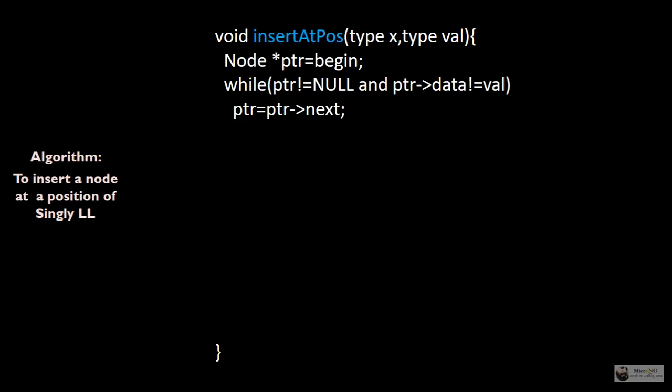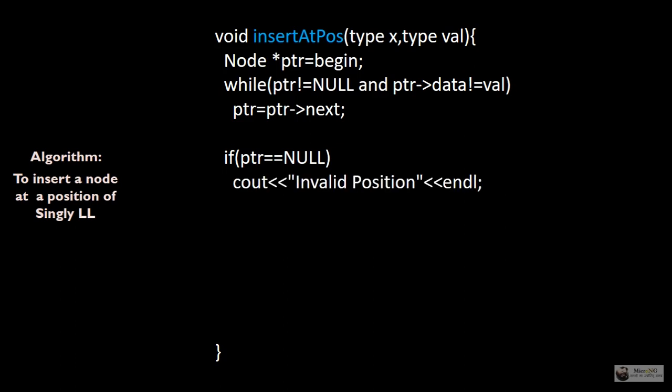So after this while loop, the PTR will either become null because there is no node we are searching for, or it will stop at a particular node where the match has been found. If PTR data is equal to val, it will stop the PTR at that particular node. Now once this while loop is done, we can check the value of PTR. If PTR has gone to null, that means we have not found the match. The val is not present in any of the nodes. So we can simply say that it's an invalid position. We won't be able to insert a node after val.